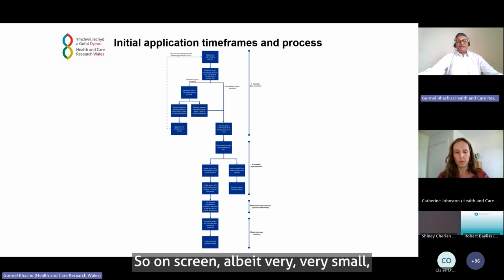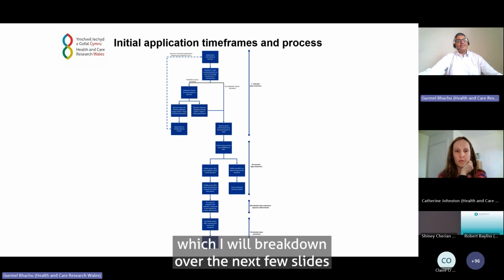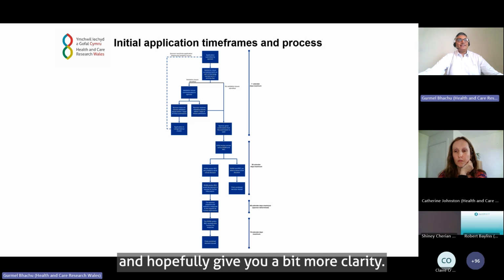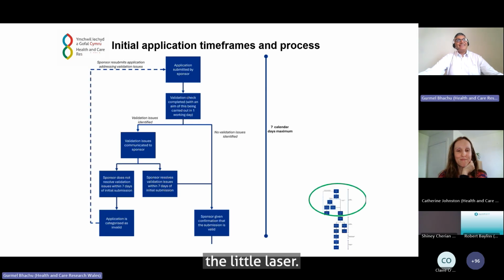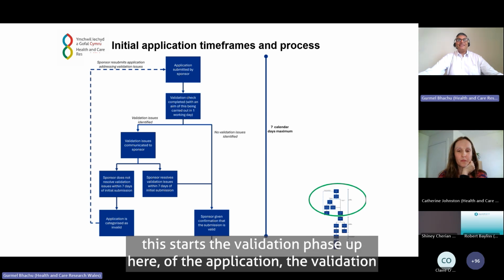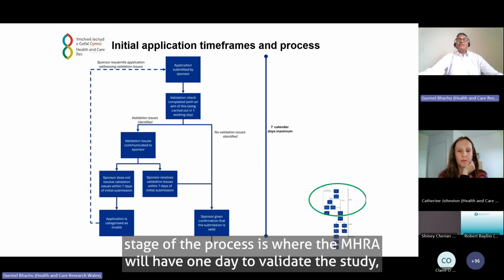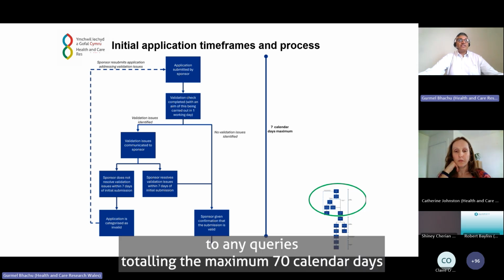So on screen, albeit very, very small, you can see the timeframes and process, which I will break down over the next few slides and hopefully give you a bit more clarity. This is where I get to have fun now with a little laser. Once the submission of the CTIMP application has been made, this starts the validation phase up here of the application. The validation stage of the process is where the MHRA will have 1 day to validate the study, and the applicant will have 6 days to respond to any queries, totaling the maximum 70 calendar days here.